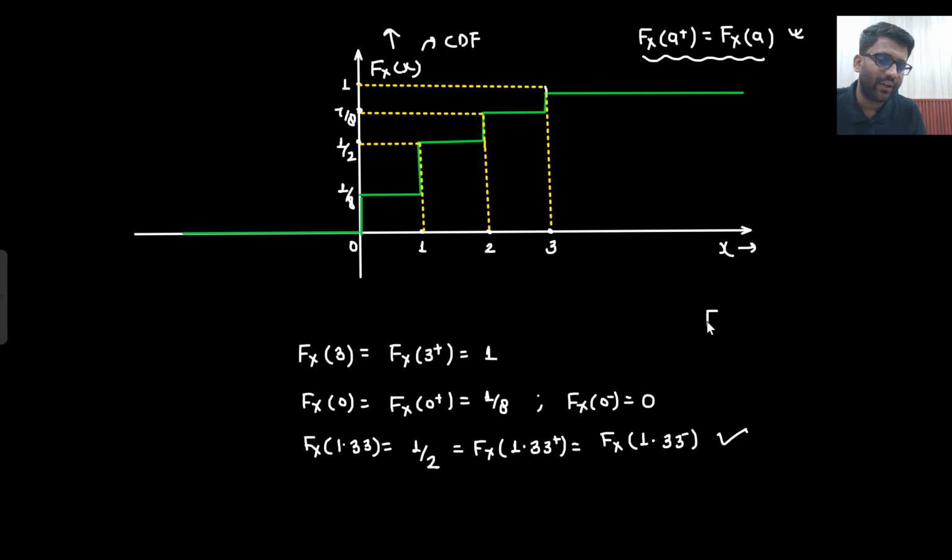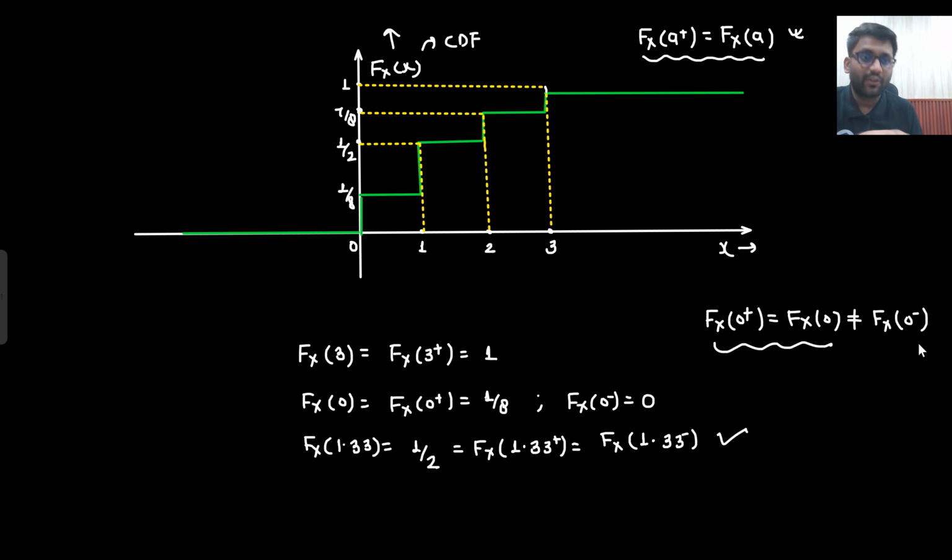So here what did you get to know? That fx of 0 plus is not equal to fx of 0 minus. So it is always continuous from the right. It might not be continuous from the left. It may be continuous from the left, it might not be, but it will surely be continuous from the right. So your cumulative distribution function is always continuous from the right.